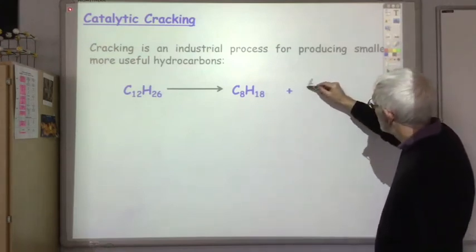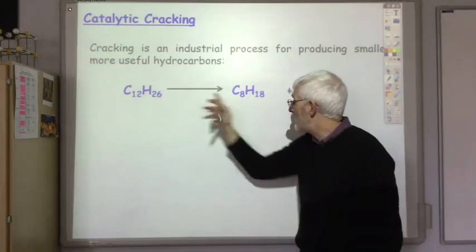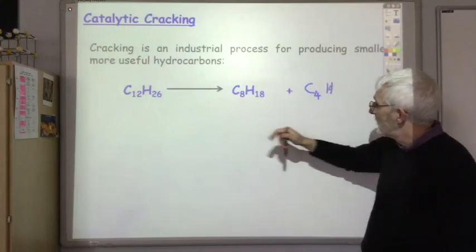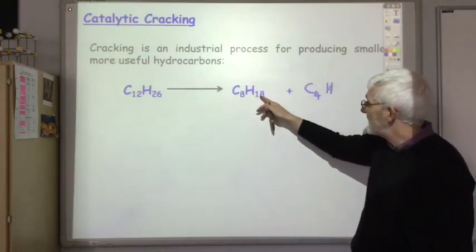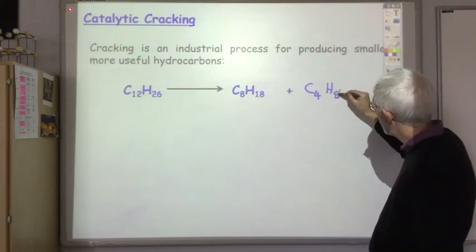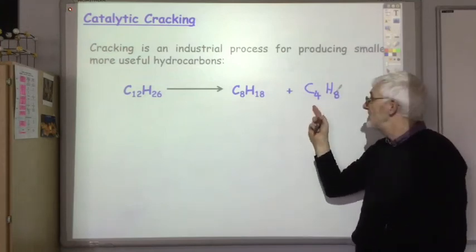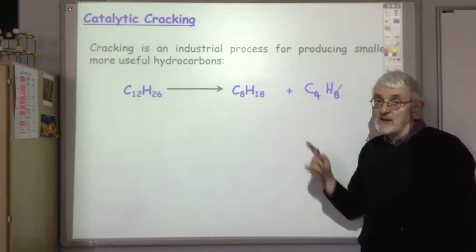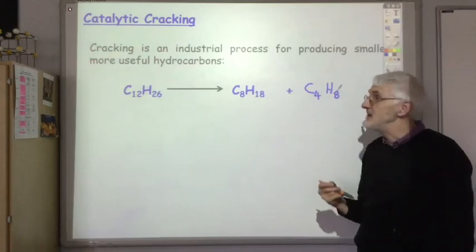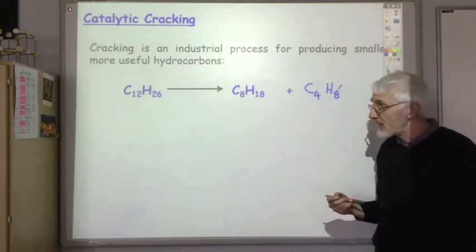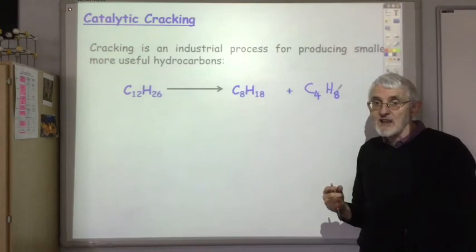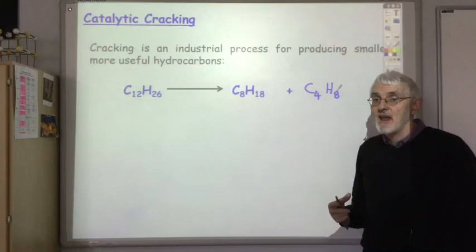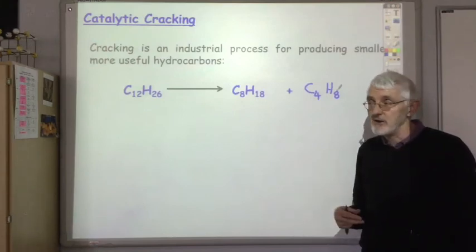The other molecule, well, we had 12 carbons, 8 are there, so we must have another 4 here. We had 26 hydrogens, 18 are here, so that leaves us just 8 hydrogens, which isn't enough to make an alkane. It's C4H8, an alkane would be C4H10. This will be an alkene. So this is how we make alkenes, by catalytic cracking. And alkenes are very, very important because they're the basis of many, many plastics, as we come across later on in Unit 3.